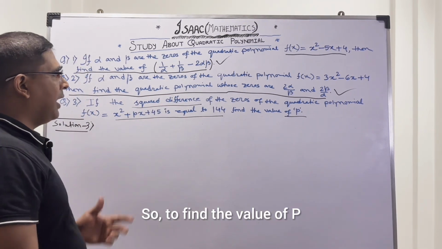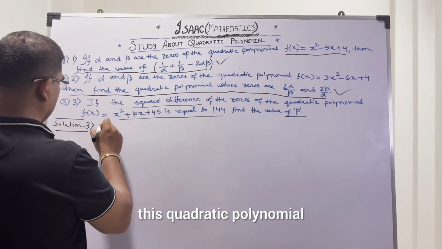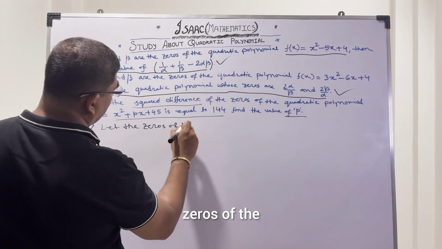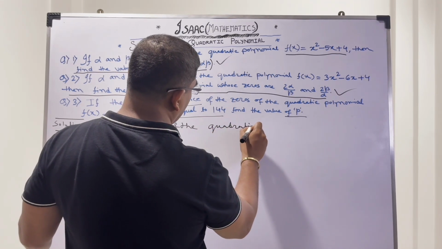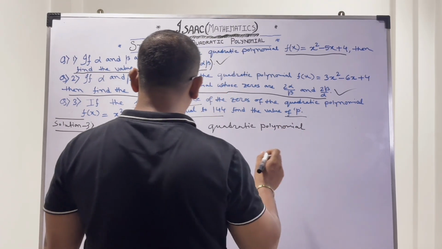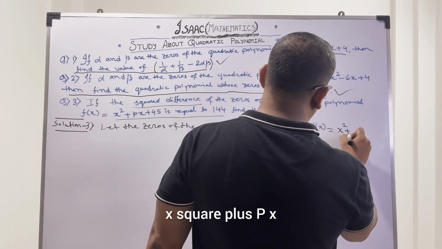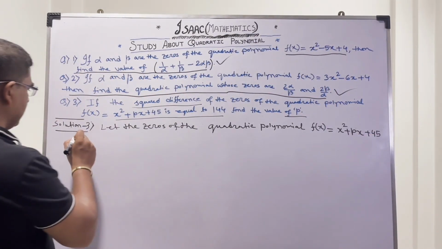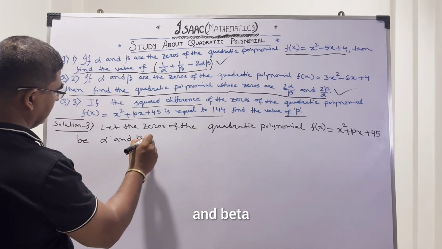Okay. So to find the value of p, first of all we have to let the zeros of this quadratic polynomial f of x equals x square plus px plus 45 be alpha and beta. Okay.